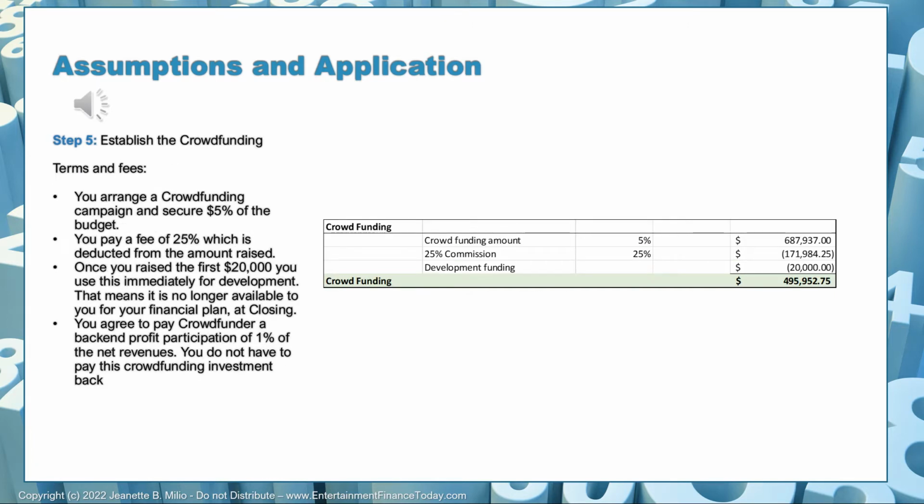So the crowdfunding was 5% of the actual budget, which is $687,937. The commission due to the crowdfunder is 25% of that, and we also used $20,000 from the crowdfunded amount as development costs, which we have to deduct because we don't have those anymore and cannot use that to cover the budget. So we're left with $495,952.75 from the crowdfunding amount to cover a portion of our budget.